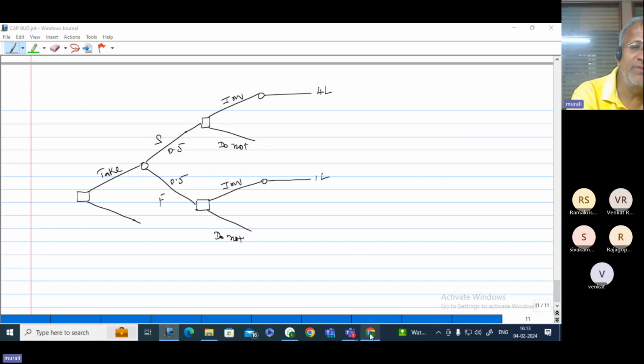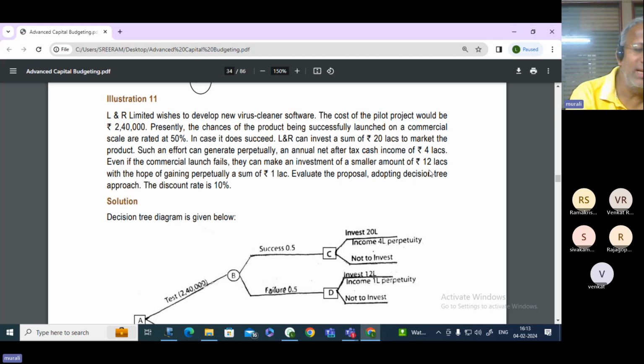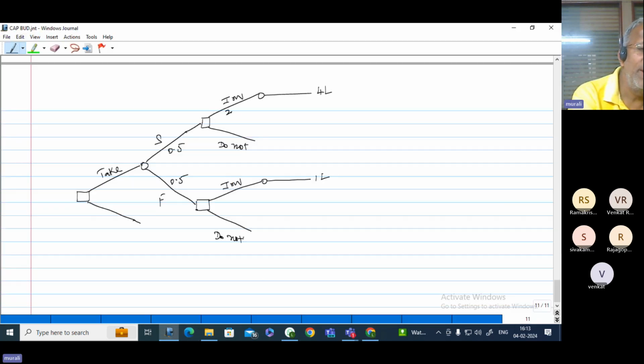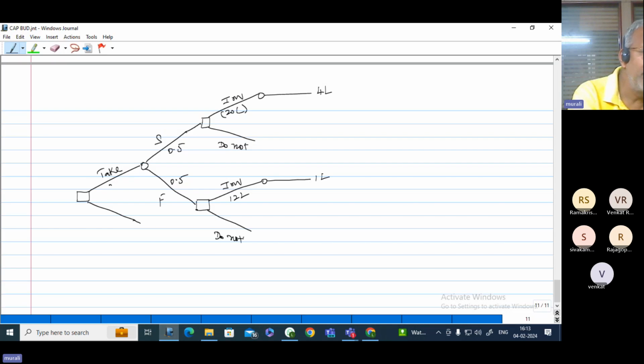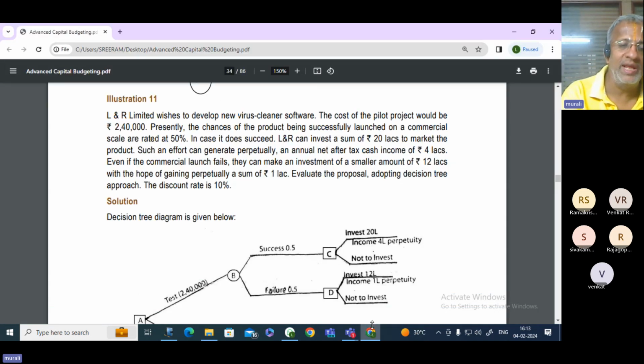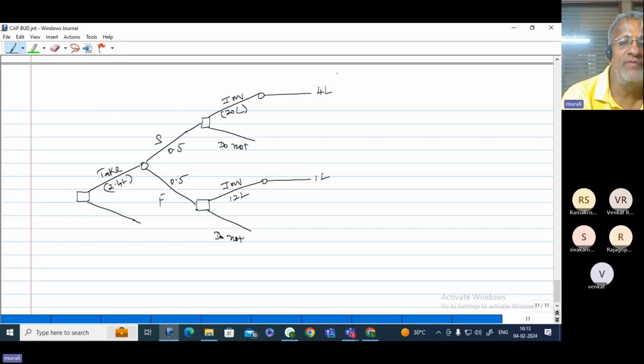And investment in the first case being 20 lakhs and 12 lakhs. These are all outflows. So, at the very initial stage, it is 2.4 lakhs outflow. Now, this 4 lakhs on perpetual basis, where the cost of capital is 10 percentage, this is only a future cash flow.